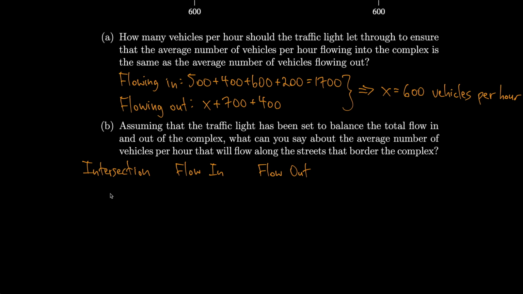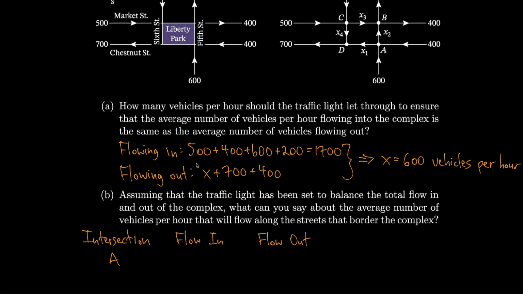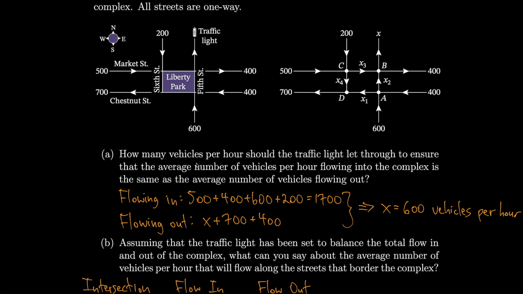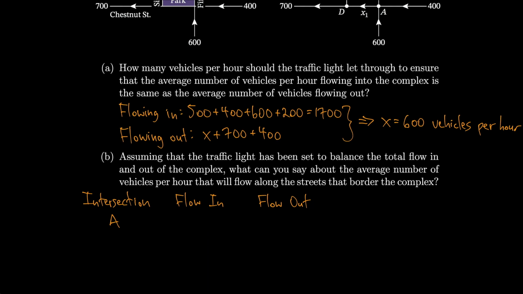So for A, let's see how much is flowing in. Here's A. It looks like in is 600 and 400, and out is x1 and x2. So in we've got 400 plus 600, and flowing out we've got x1 and x2. We want these to be equal. So that's the same thing as saying that x1 plus x2 should be equal to 1000.